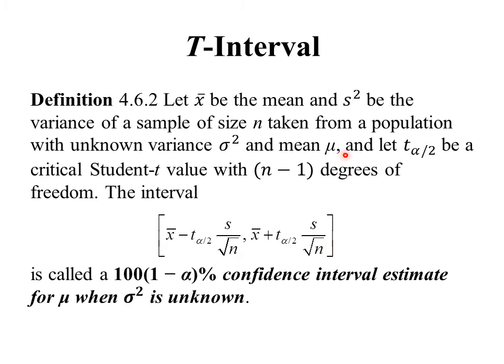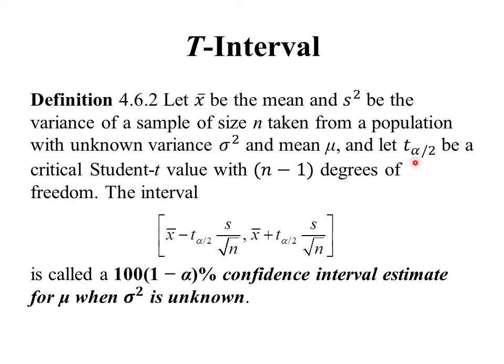So we go out, and our goal here is to estimate this population mean. And so we go out, we collect some data, we calculate a sample mean and a sample variance, and we have a sample size n. And so we're going to use that information to calculate this confidence interval estimate of mu.